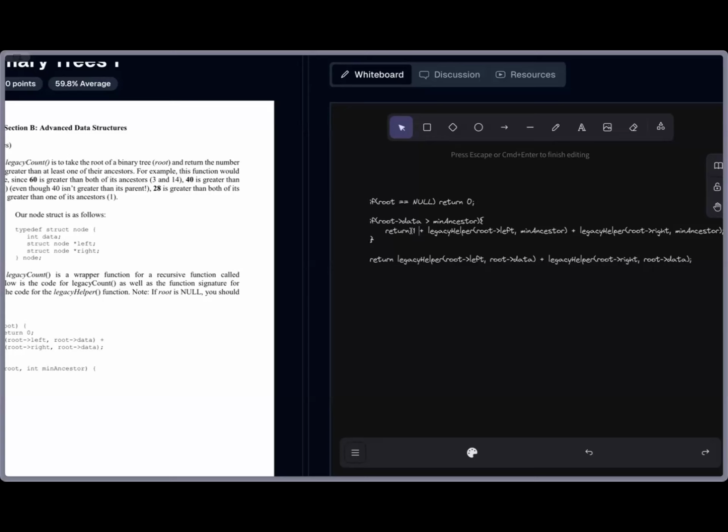In this case, we're going to increment by one, then we'll recursively call legacy helper for the left and right side subtrees of the current node. Otherwise, we're going to call legacy helper again for the left and right subtrees of the current node. This update will be crucial as we need to compare the children nodes with their parent node, not with the min ancestor, as the current node itself is not greater than its ancestors. I did this earlier, so I had to think about it a bit, but that was essentially it. Min ancestor, what's the whole point of the function?